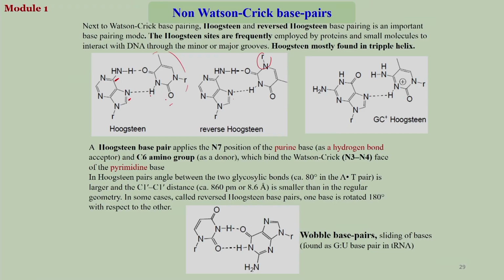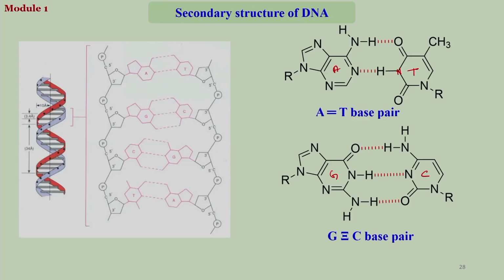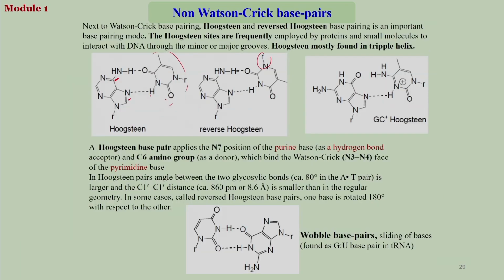And there is a third type, which is called the wobble base pairs. Wobble base pairs are kind of sliding: whatever the normal base pairs you have seen, AT, if you just slide them a little bit, then the orientation you get and the hydrogen bonding you get is known as the wobble base pairs. In this case, the thymine has been slid down a little bit, so that this amine is not coming into the base pair, you have only 2. So, this is guanine and this is uracil. The GU base pair is actually present in nature in tRNA; this kind of wobble base pair is found.